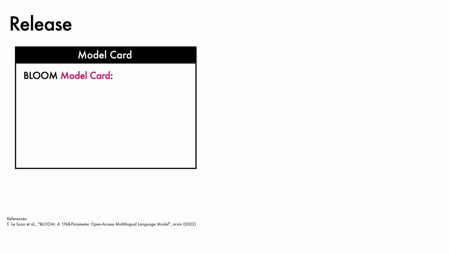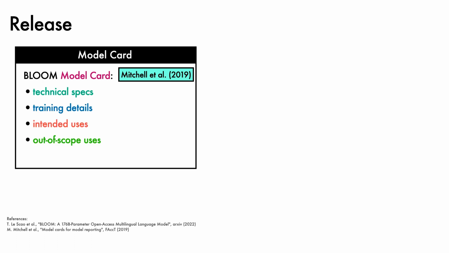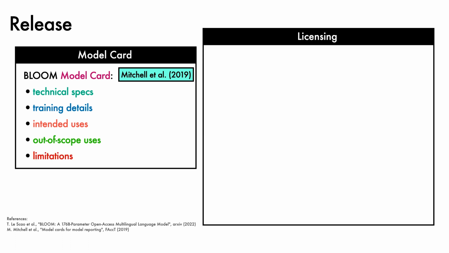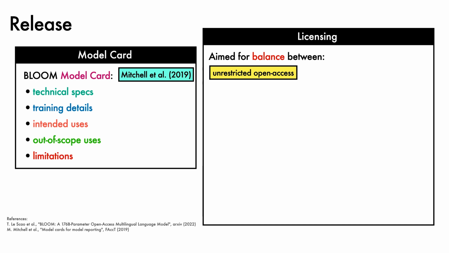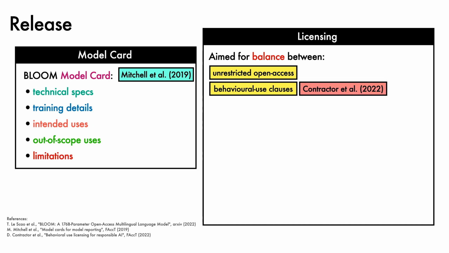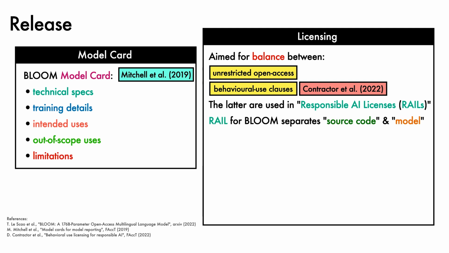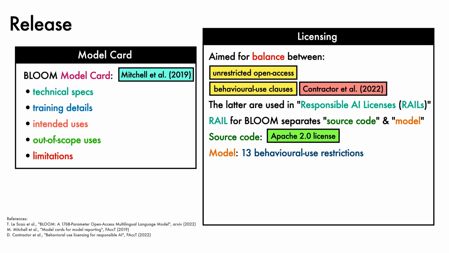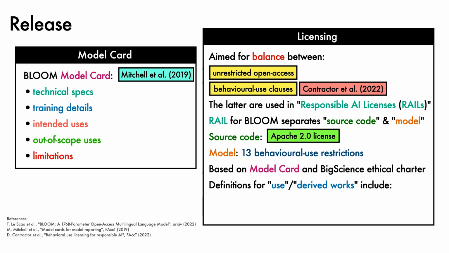As part of the release process for BLOOM to support community use, BLOOM is accompanied by a model card in the form introduced by Mitchell et al., which describes technical specifications, training details, intended uses, out-of-scope uses, and limitations. For licensing, the project aimed to strike a balance between full unrestricted open access and behavioral use clauses of the kind described by Contractor et al. The latter clauses are used in the family of licenses known as Responsible AI Licenses, or RAILs. The RAIL license used for BLOOM separates the licensing of the source code and the model. The source code has a standard Apache 2 license. The model has 13 behavioral use restrictions, which are based on the model card and the BigScience ethical charter. It also has definitions for use and derived works, which include explicit mention of prompting, fine-tuning, distillation, and use of logits and probability distributions.